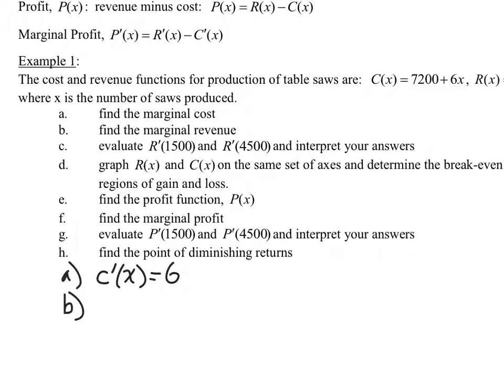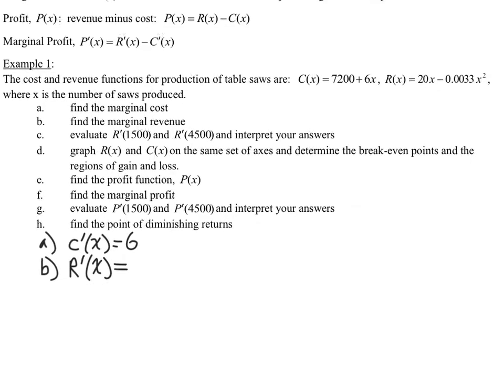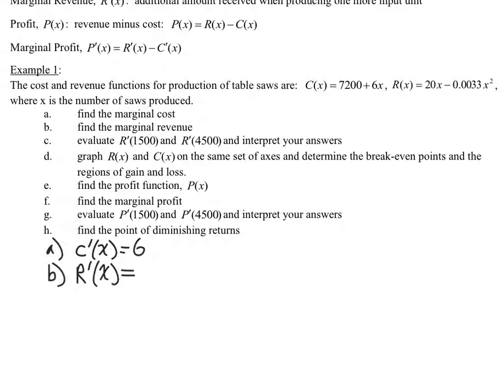Find the marginal revenue. We're capitalizing R for revenue, so R prime would be my marginal revenue, which would be, it's a little off the screen now, so let me just bring it back in. My marginal revenue would be what? All right. Then it asks us to evaluate some things. And then interpret.